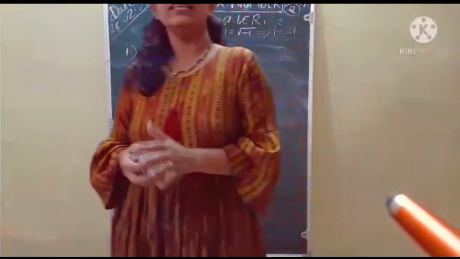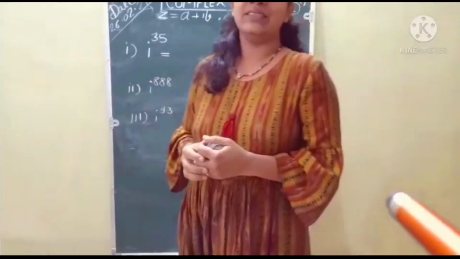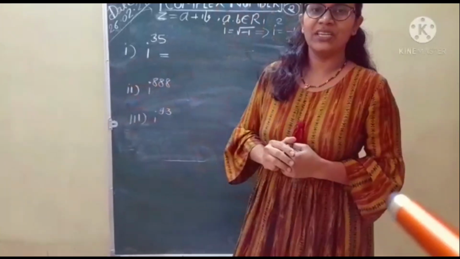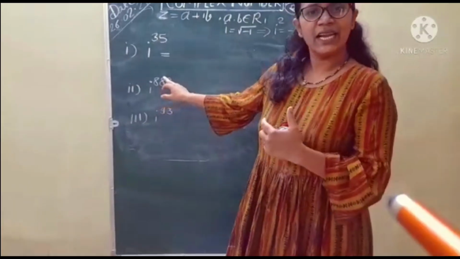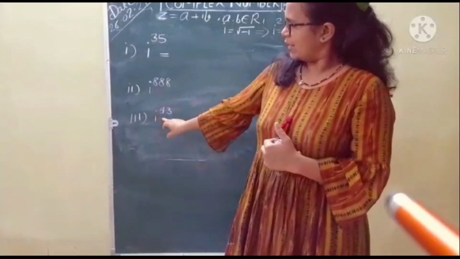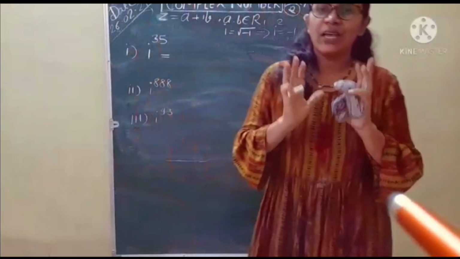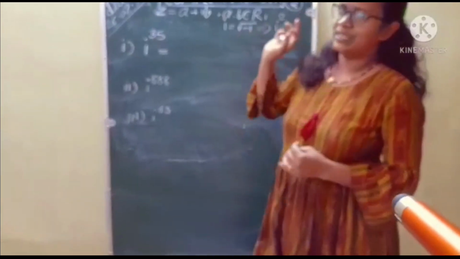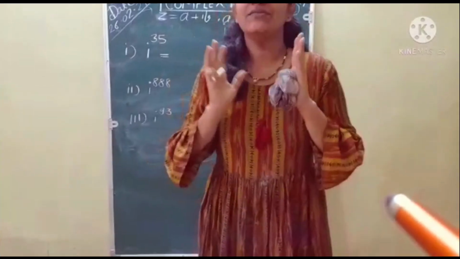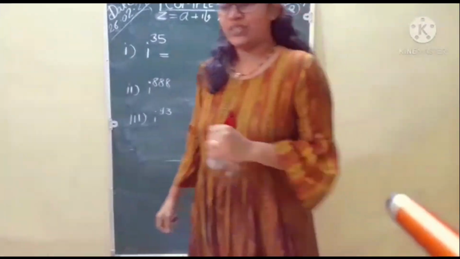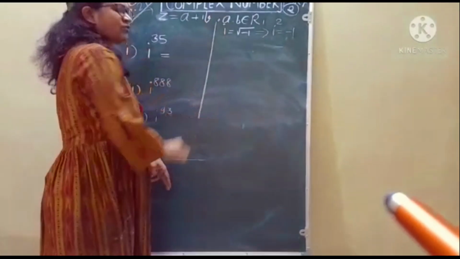Now let's see how to find the different powers of i. You can see on the blackboard I have written some examples related to the power of i. I to the power 35 is the first example, i to the power 888 is the second one, and i to the power 93 is the third one. By the definition we have seen the value of i square is minus 1. So you just have to remember this value, that i square is equal to minus 1. By using this value you can find so many powers of i.